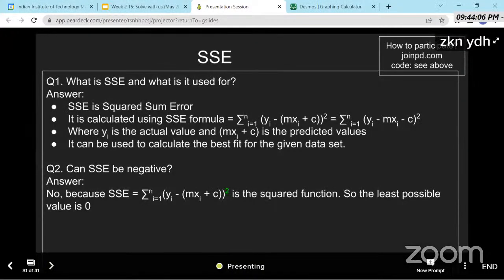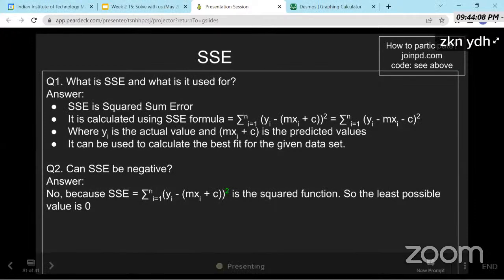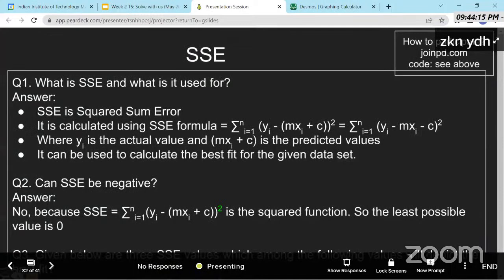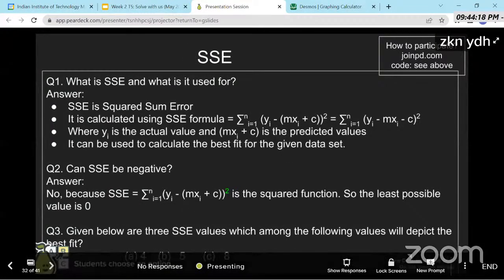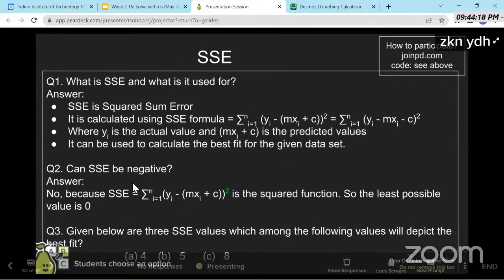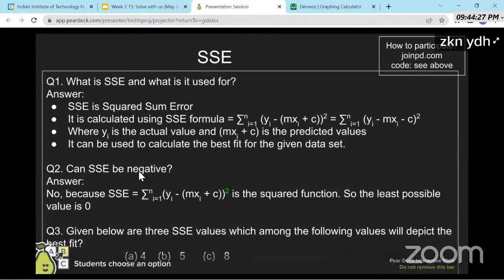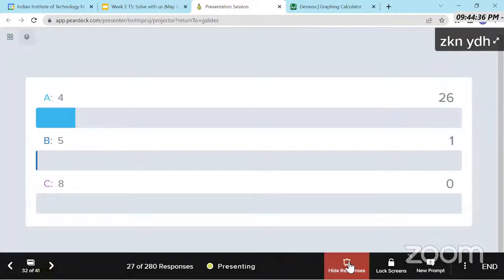So SSC is never going to be negative, because the least value is going to be 0. I hope you understood why: when you are getting the best fit, you get 0. Okay, a quick question to all of you. Given below are 3 SSC values. Which among the following values will depict the best fit? You have to choose the option. 4. The least.